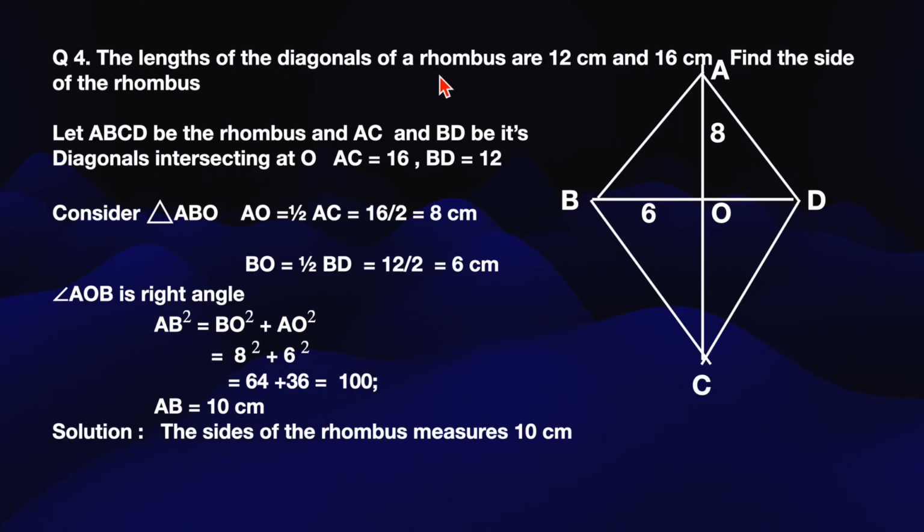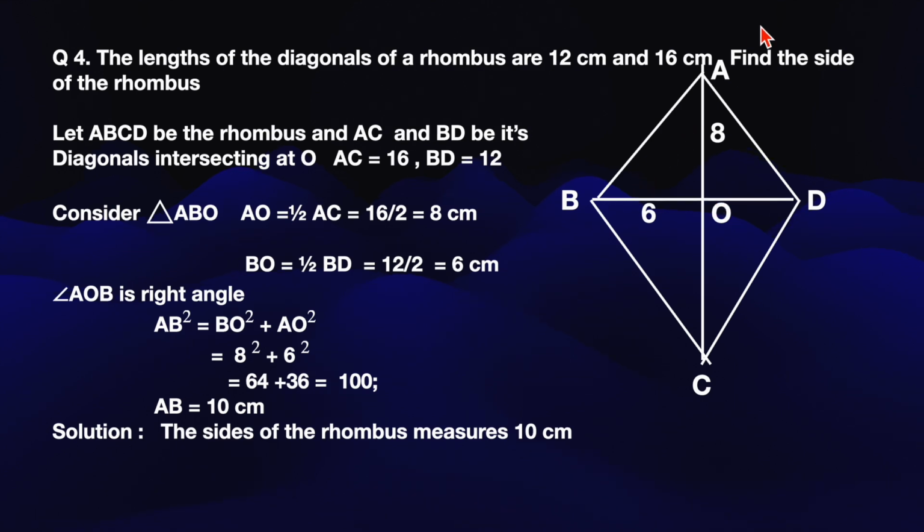The lengths of the diagonals of a rhombus are 12 centimeter and 16 centimeter. Find the side of the rhombus. All the sides of the rhombus will be equal. Always remember that. So if we find one side, that is enough. It's the same value for the other sides also. So this is the rhombus. These are the diagonals. This AC is 16 centimeter. Therefore, OA is equal to 8. Diagonals bisect each other. So this will be 8. This BD is equal to 12 centimeter. So what is BO? It is 12 upon 2, that is 6.